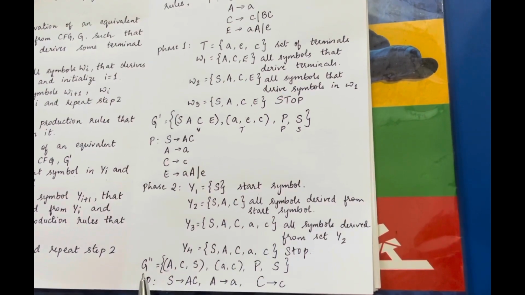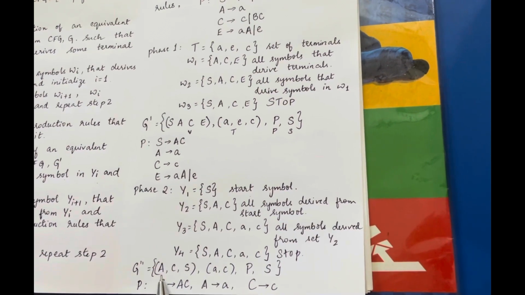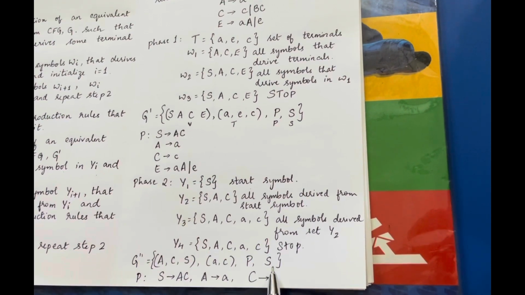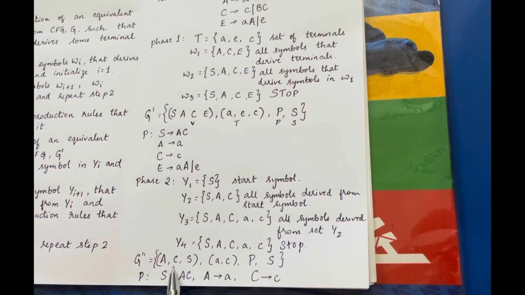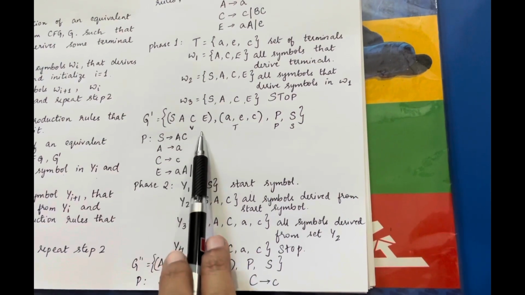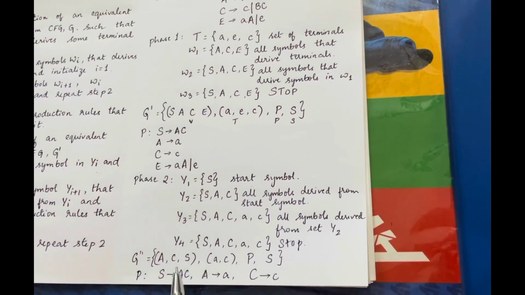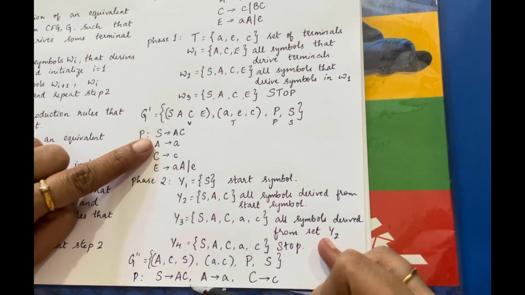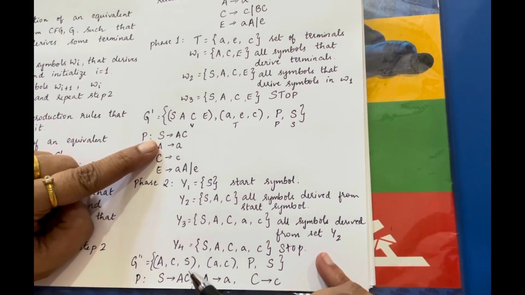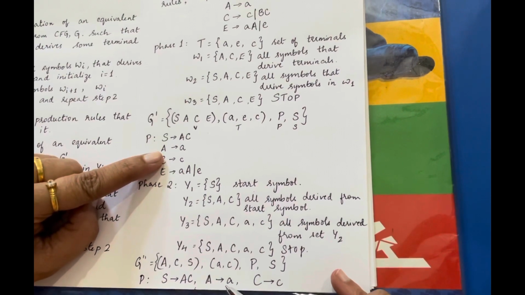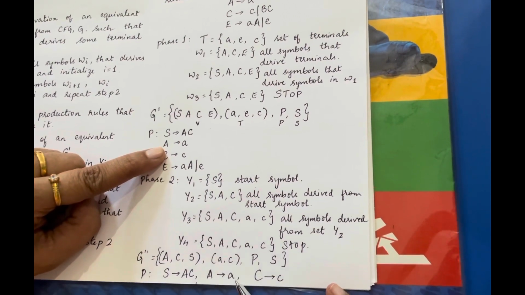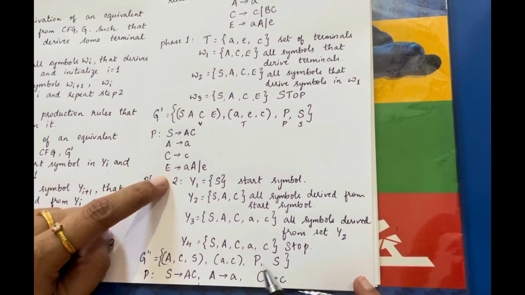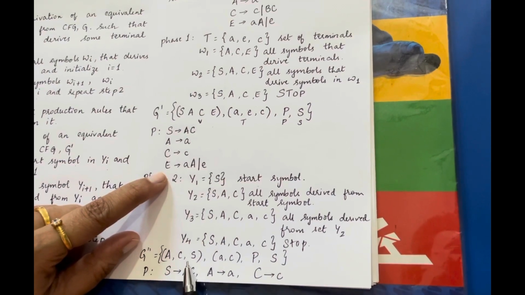There you will arrive at G double bar, which includes the set of variables, that is A, C and S, the set of terminals, that is a and c, the set of productions, and then the start symbol. What are the productions that I can arrive at from the variables and terminals I have in G double bar? I will use the previous productions. So S tends to AC can be there because I have all the variables here. And A tends to a can also be there because the variables and terminals are here. And then C tends to small c, but I cannot use E because it is not there in our G bar as a variable.